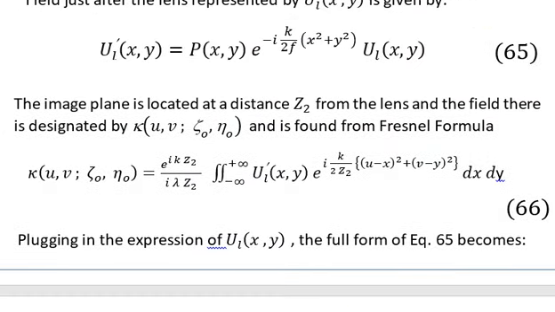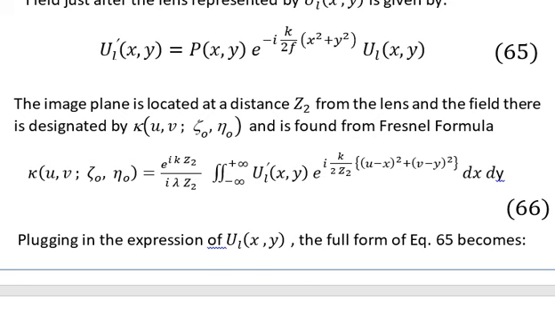For the distance z2. Now you see that in the formula in equation number 66 we have an involvement of the parameter z2. In the previous equation, when we calculated the field before the lens, the distance was z1. There we used z1 in the Fresnel diffraction formula. Now we are using z2 because we are calculating the field behind the lens and in the region where the distance z2 was defined, and the Fresnel field is given by equation number 66.